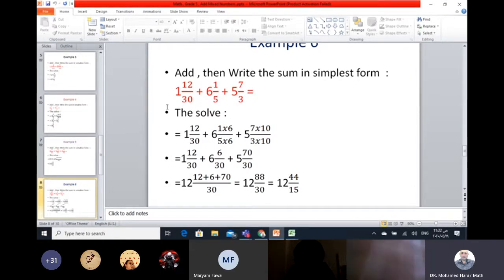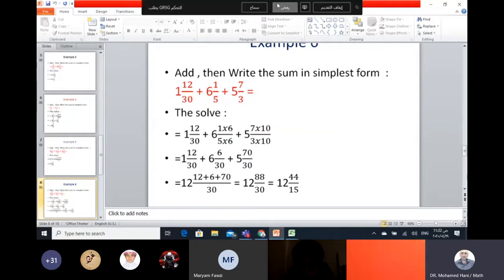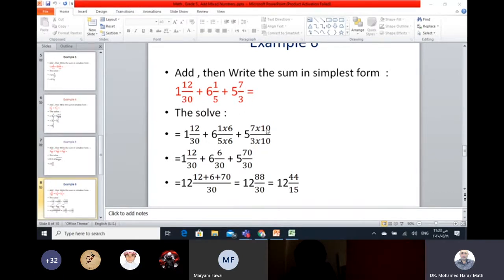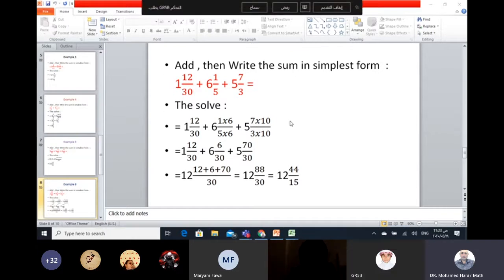Now to solve, keep the same fraction here, because here we have 30, the same LCD. So I can write here the same: 1 and 12 over 30 plus 6, and here multiply by 6: 1 times 6, and here 5 times 6. And here we have 5, and here multiply by 10: 7 times 10, and 3 times 10. Now you can solve.